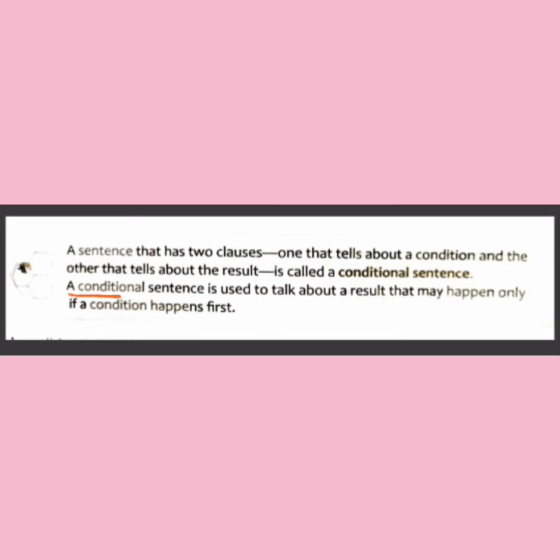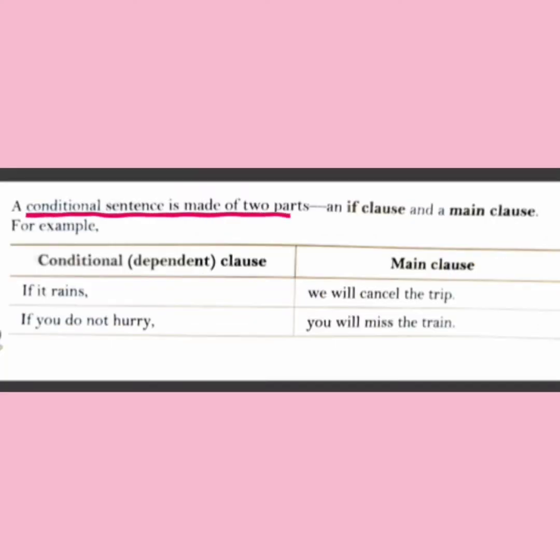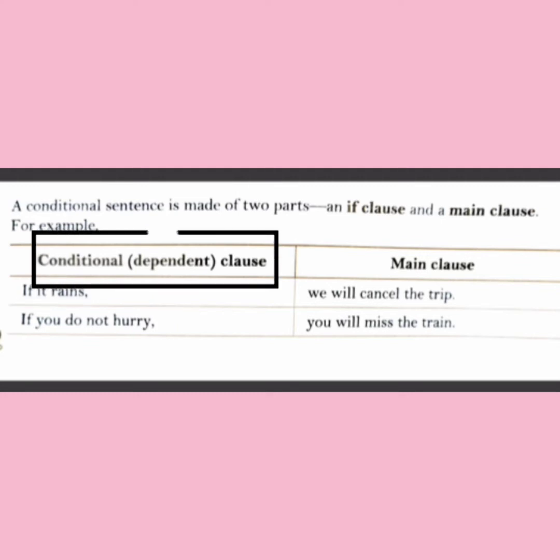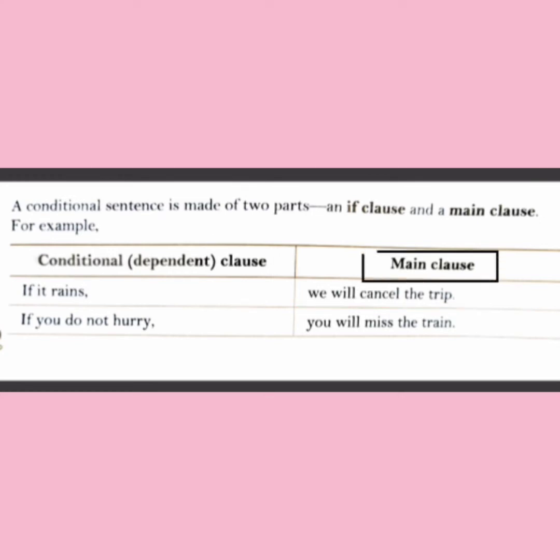A conditional sentence is used to talk about a result that may happen only if a condition happens first. A conditional sentence is made of two parts: an if clause and a main clause. For example, if it rains, we will cancel the trip. Here, the words "if it rains" make the conditional or the dependent clause, and "we will cancel the trip" is the main clause.